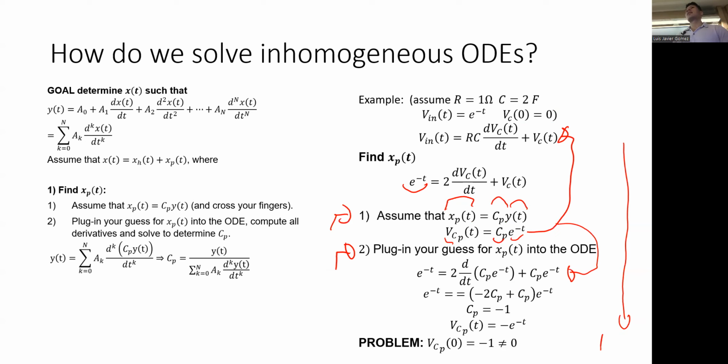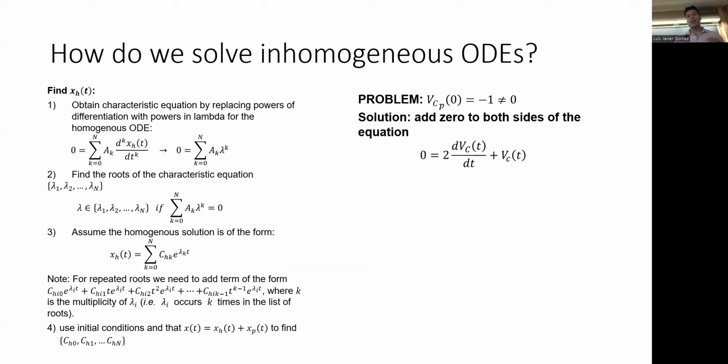Now that we have that part of the solution, we need to actually add zeros to both sides of the equation. So effectively, remember, we were solving e to the negative t equals 2 d/dt of Vc plus Vc of t. So now what we're going to do is say e to the negative t plus 0.